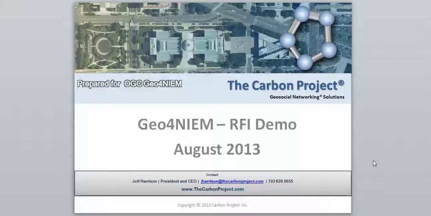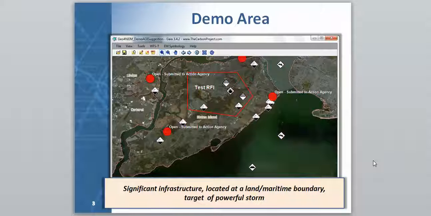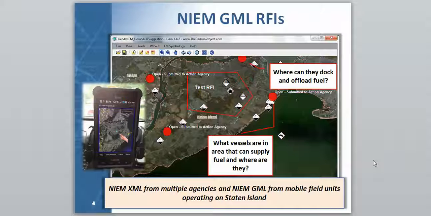In this video, we're going to show the Geo4NIEM RFI demonstration from the Carbon project. Our scenario is a powerful storm has hit the eastern United States. Our demo area is Staten Island, just south of New York City. In this scenario, NIEM XML from multiple agencies is going to be turned into NIEM GML, or Geography Markup Language.